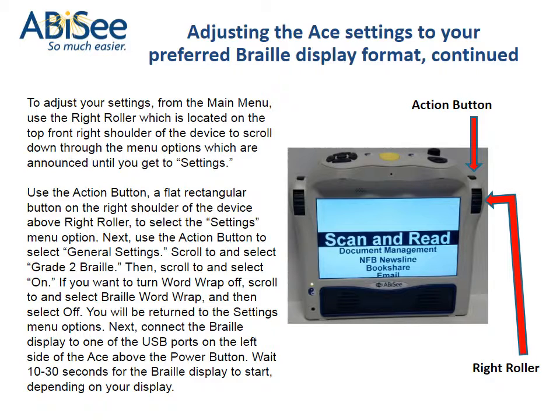Scroll to and select Grade 2 Braille. Then, scroll to and select On. If you want to turn word wrap off, scroll to and select Braille Word Wrap, and then select Off. You will be returned to the Settings menu options. Next, connect the Braille display to one of the USB ports on the left side of the Ace above the power button. Wait 10 to 30 seconds for the Braille display to start, depending on your display.